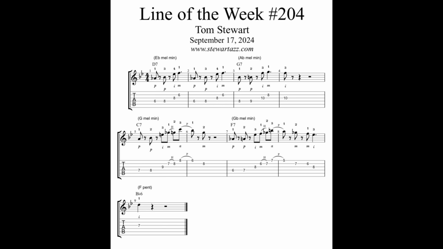Before I get to the line of the week, and so we're all on the same page, here are the chords to the progression. Today's progression is the B section, also known as the bridge, to the standard rhythm changes. The chords are D7 for 2 measures, G7 for 2 measures, C7 for 2 measures, G7 for 2 measures, resolving to B flat 6. Here are the chord scales I'm using for this week's line.